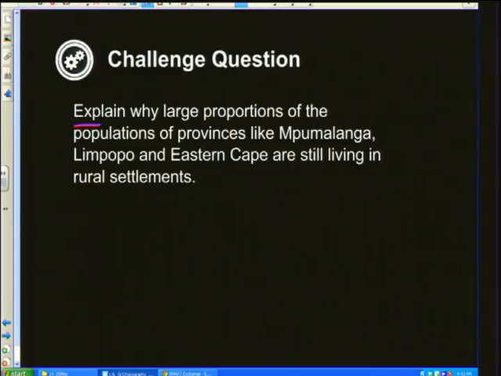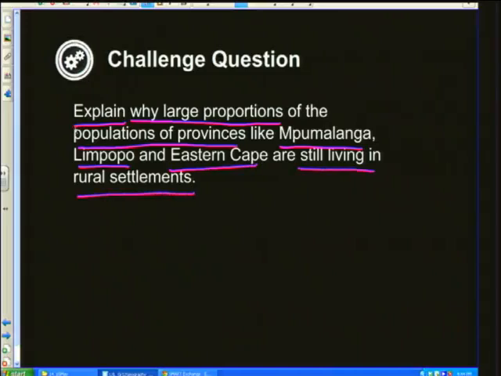Right, it says to explain why large proportions of the populations of provinces like Mpumalanga, Limpopo, and the Eastern Cape are still living in rural settlements. Okay? Now, most of those areas, they don't have major cities or urban developments, and they've kind of remained largely undeveloped. Okay? Now, you need to think back to our apartheid laws, and there is a little excerpt in your books, and I think it occurs in most of your textbooks, that talks about something called the Homelands Policy.